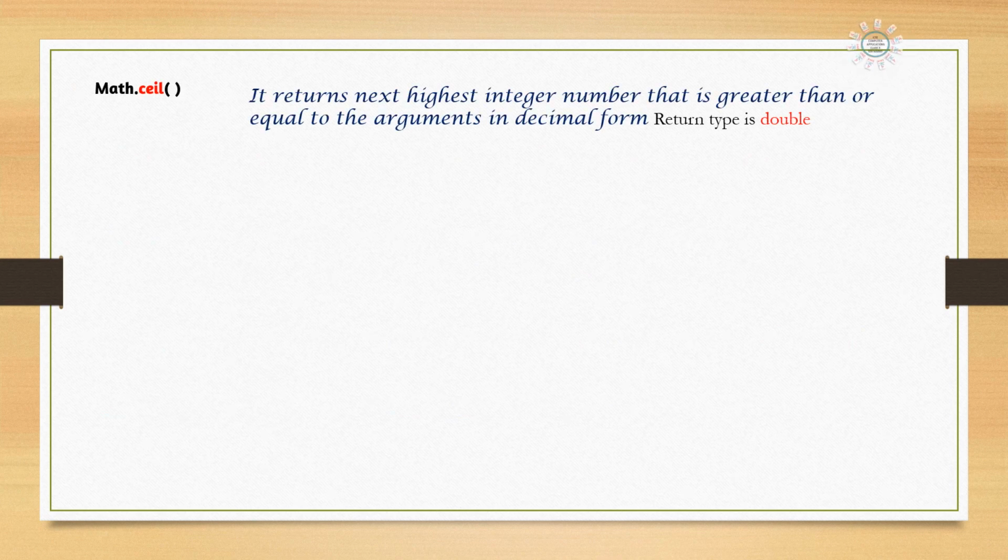And now Math.ceil. Ceil and floor are two important functions which are always asked. It returns the next highest integer number. Just keep in mind, the next highest number greater than or equal to the argument.